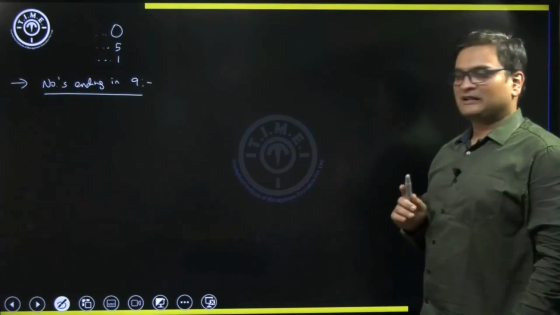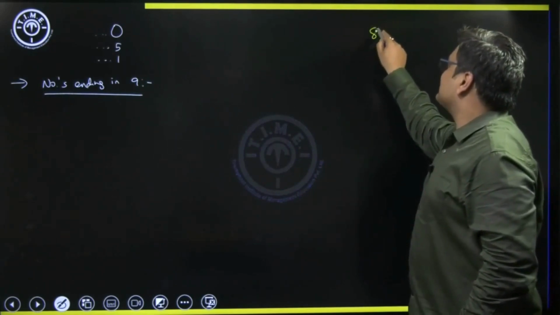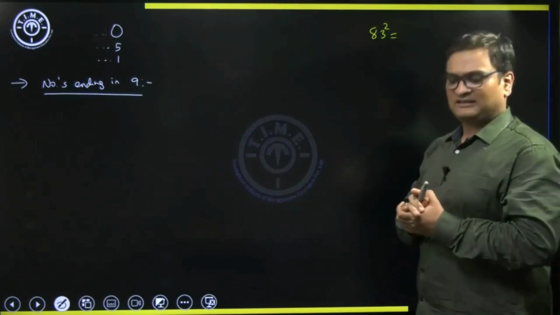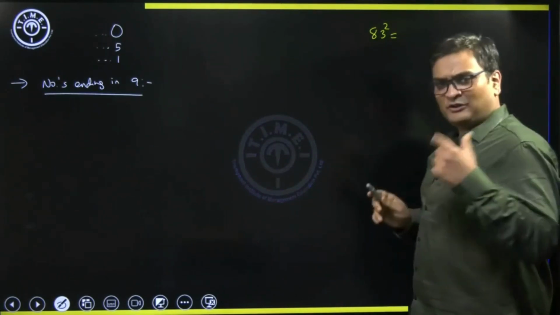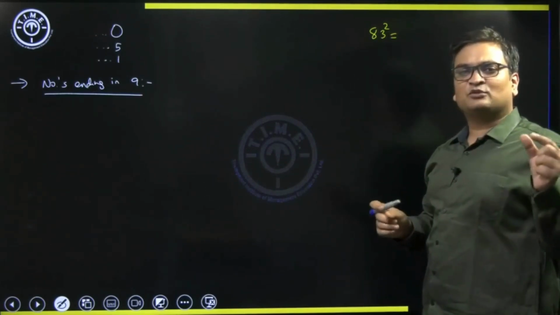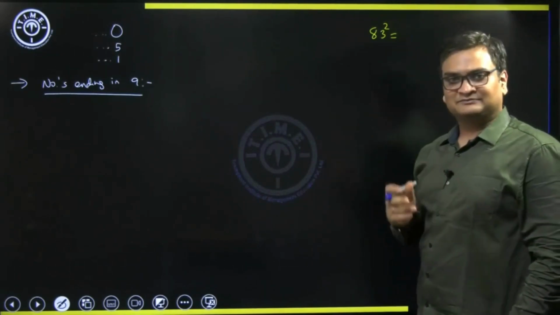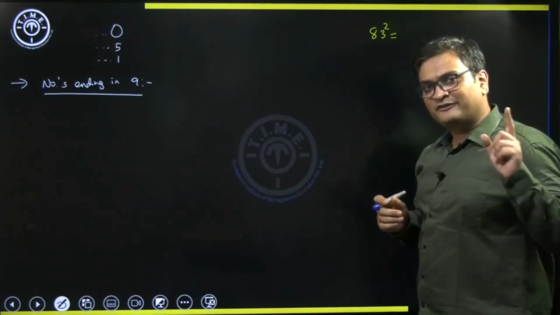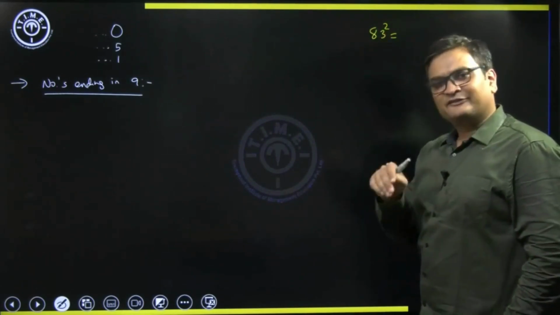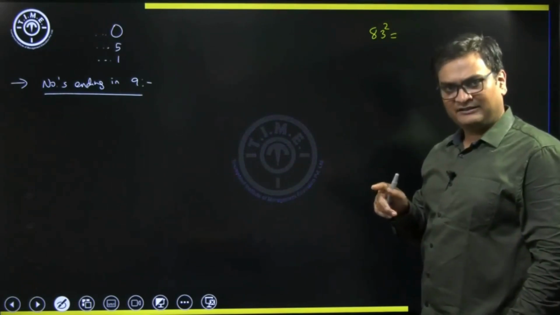How do we apply this? Observe. I want to find, let's say, the last two digits of 83 square. The process is, you look at 83, consider the closest multiple of 50. So for 83 it is 100, the closest multiple. Take the difference. So 83 and 100, the difference is 17, right?